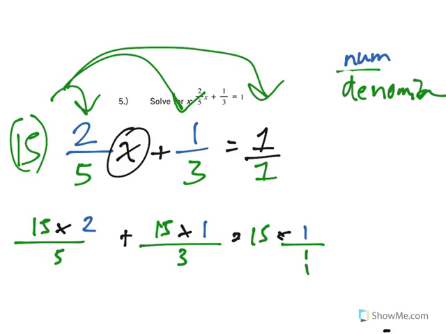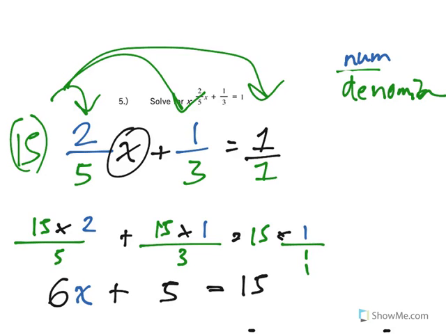Now, if you look at this, 15 times 2 is 30. 30 divided by 5 is 6. So we're going to have 6 right here. Plus 15 times 1 is 15, divided by 3 is 5, equals 15 times 1 is 15, divided by 1 is 15. Don't forget our x. That's 6x plus 5 equals 15, right?